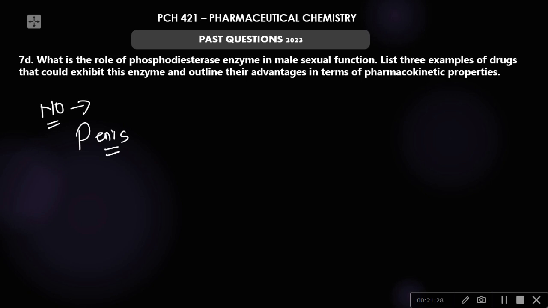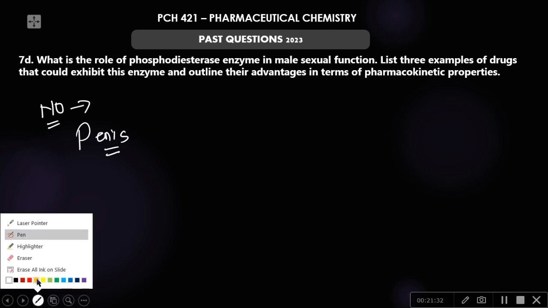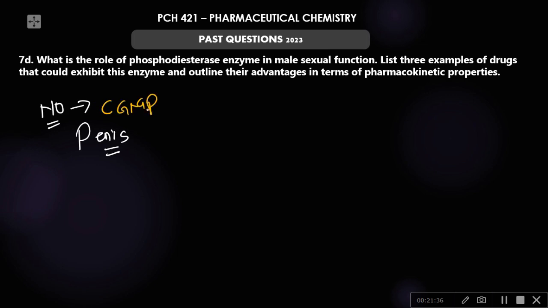And nitric oxide will react to form what we call cyclic GMP. Cyclic GMP means what? Cyclic guanosine monophosphate. Is that okay? Now this cyclic GMP will go into various reactions, and at the end of the day there will be more release of NO for the penis to get more aroused and then sustain its erection. This cyclic GMP plays a very important role in sexual function, and this phosphodiesterase enzyme can break down this cyclic GMP. Are you getting it now? You can easily break down this cyclic GMP.